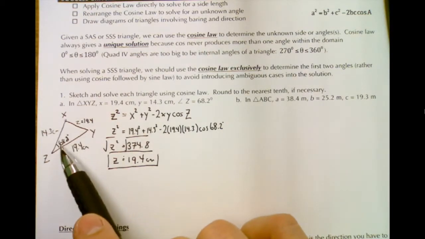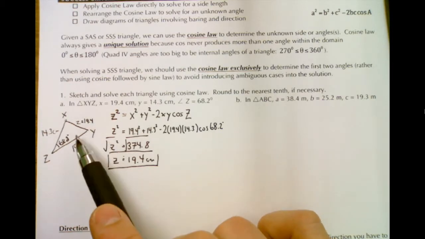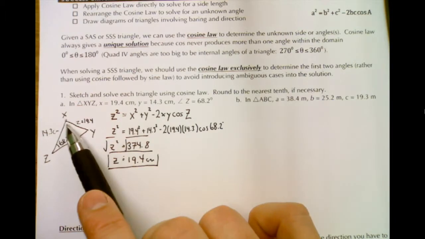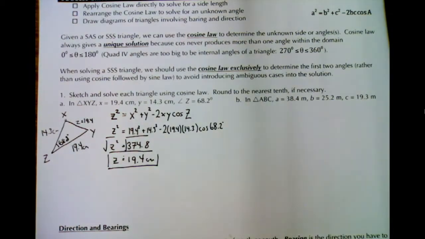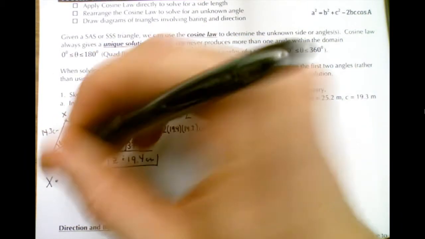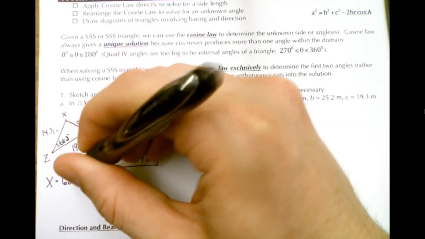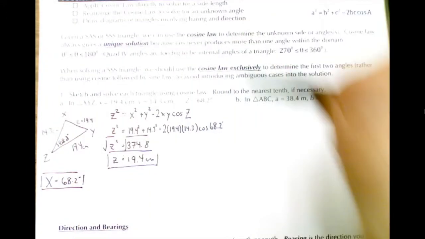So if angle z is 68.2 and side z is 19.4, then angle x must also be 68.2 because side x is 19.4. And if this happens to you, you don't even have to solve. You don't have to use cosine law again. You can just draw the conclusion that angle x must be 68.2 degrees. And you can save yourself a little bit of work because now we solved the triangle.